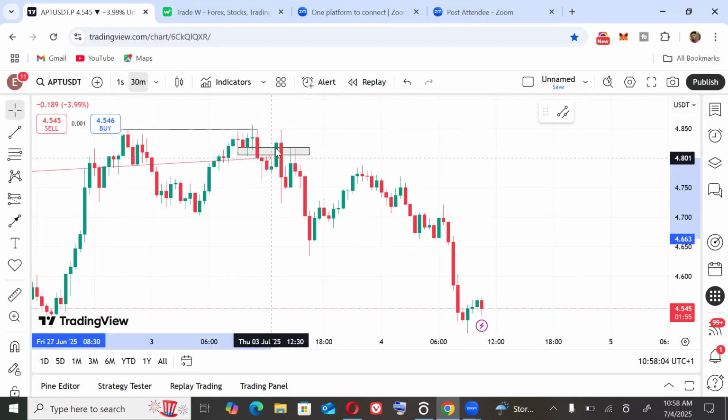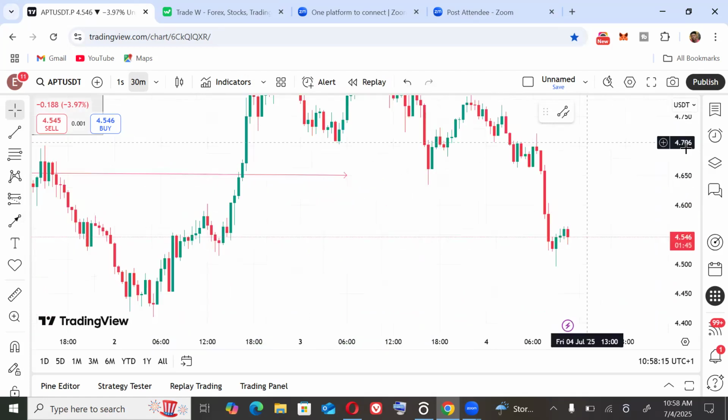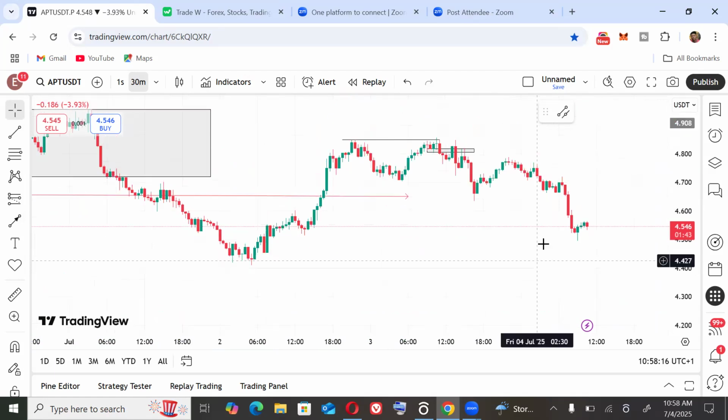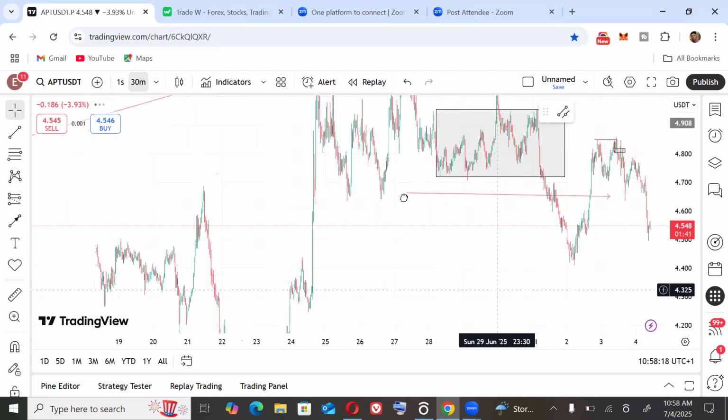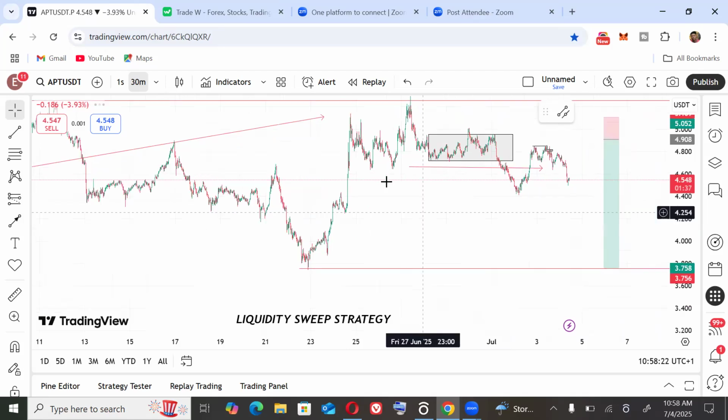How about fair value here? Price just did what? Tap into what? This fair value gap, and immediately price started to rally. So I'm going to sell this market all the way down to this point. I'm selling it all the way down here.